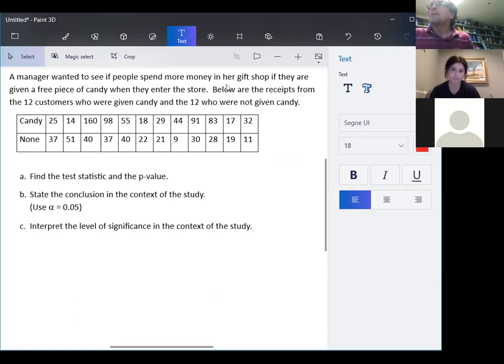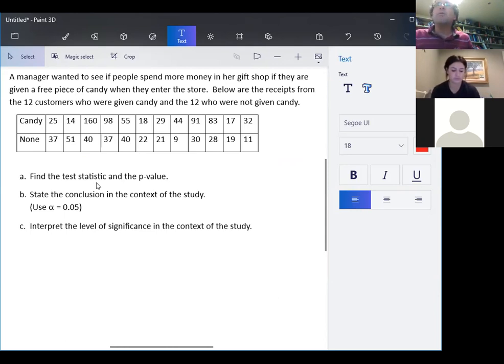And that's the reason. Okay, so below are the receipts from the 12 customers who are given candy and the 12 who are not given candy. So the first thing to notice on this is that this first person who has a 25 for candy and the first person who was not given candy, who spent $37, they have nothing to do with each other. It's not like a couple and you're giving one candy and the other not candy. Does that make sense? It's just the first row of this table is from the group of people giving candy, and the second row is from the group of people who are not giving candy. Does that make sense? So that's important. That makes them independent.